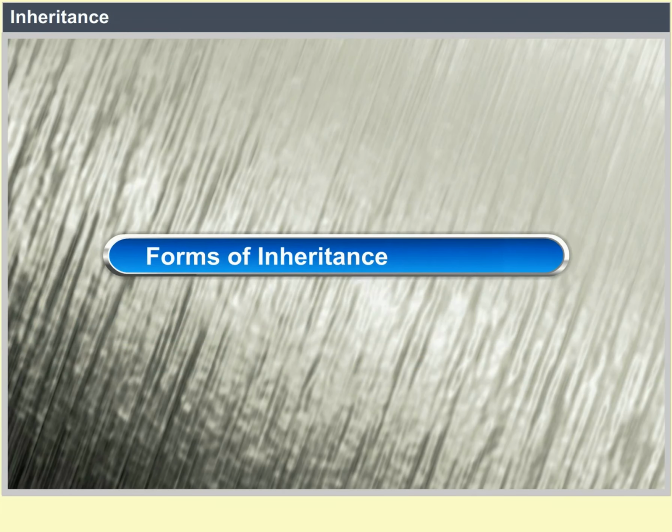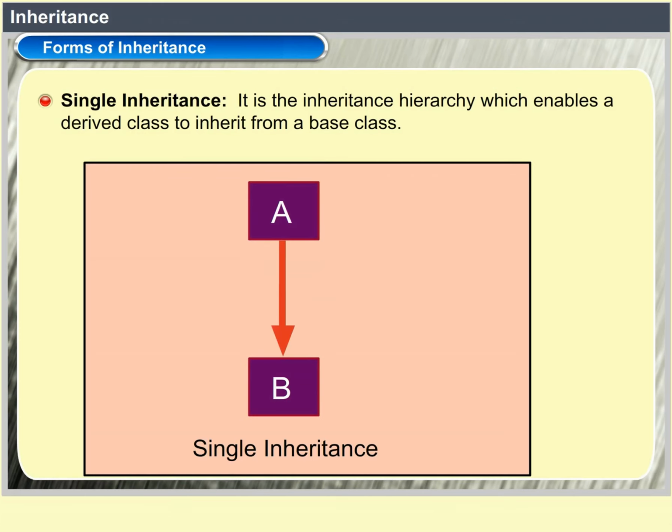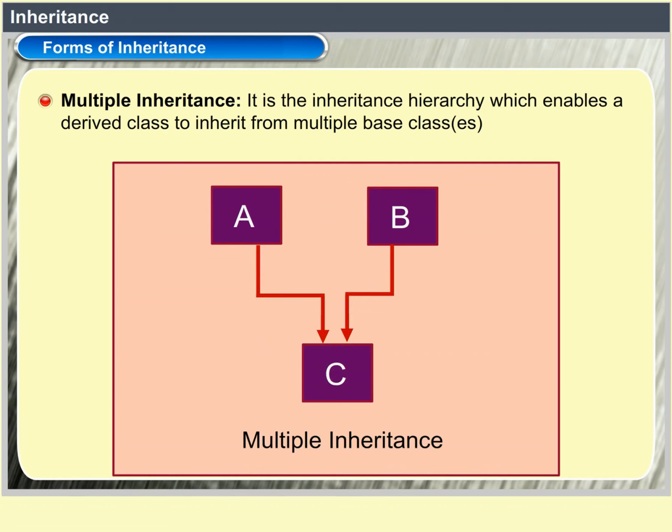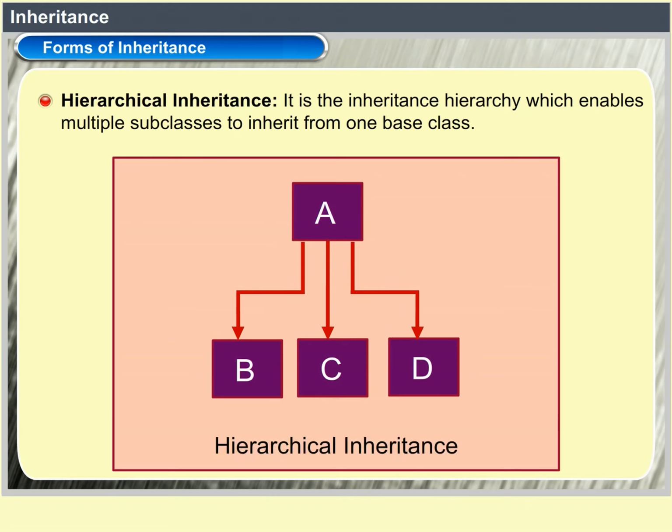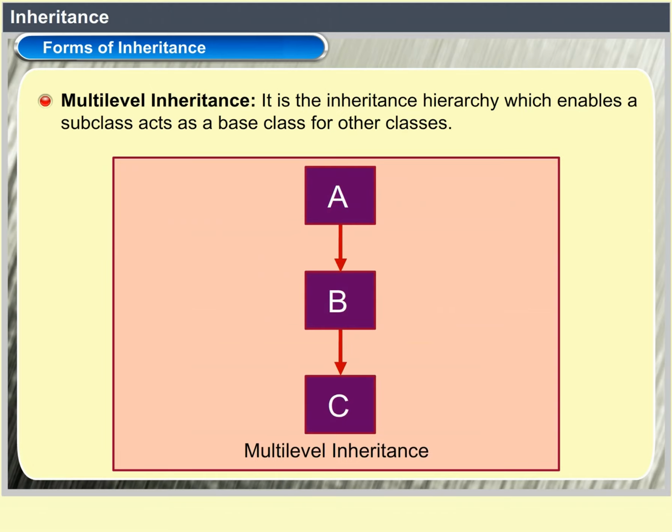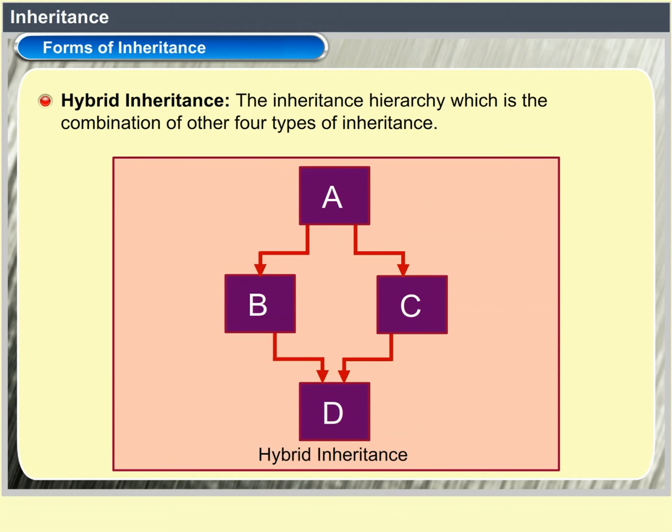Forms of inheritance. Single inheritance is the inheritance hierarchy wherein one derived class inherits from one base class. Multiple inheritance is the inheritance hierarchy wherein one derived class inherits from multiple base classes. Hierarchical inheritance is the inheritance hierarchy wherein multiple subclasses inherit from one base class. Multi-level inheritance is the inheritance hierarchy wherein a subclass acts as a base class for other classes. Hybrid inheritance is the inheritance hierarchy that reflects any legal combination of the other four types of inheritance.